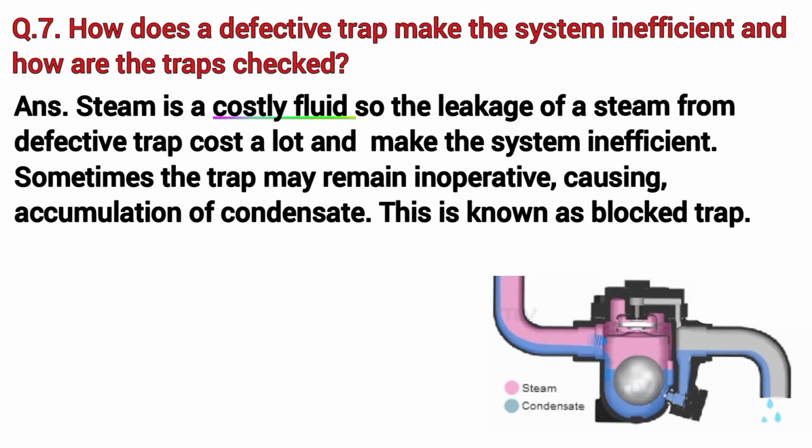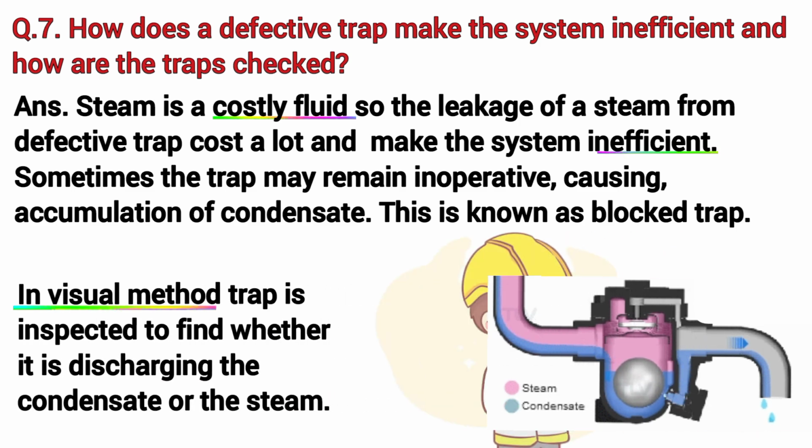Steam is a costly fluid, so the leakage of steam from a defective trap costs a lot and makes the system inefficient. Sometimes the trap may remain inoperative, causing accumulation of condensate. This is known as a blocked trap.